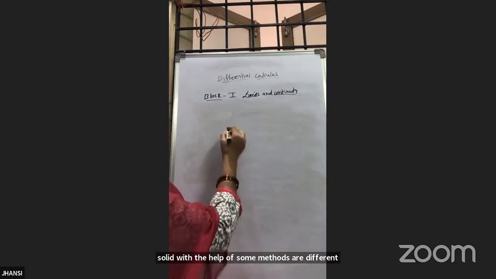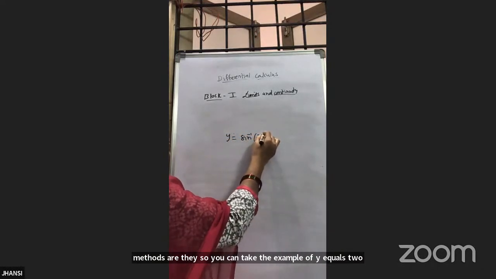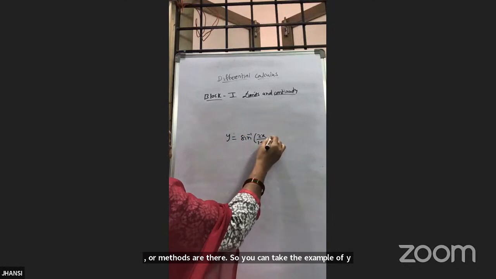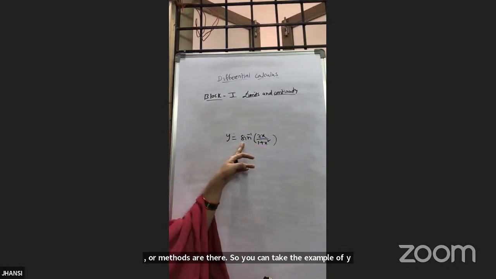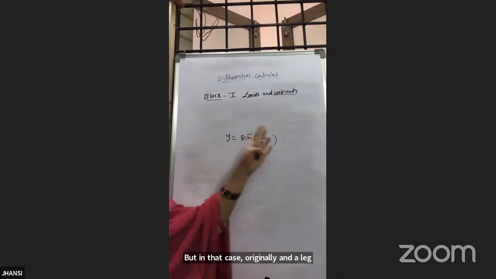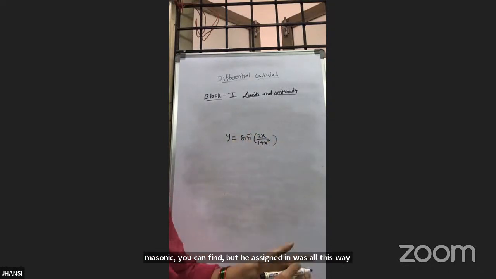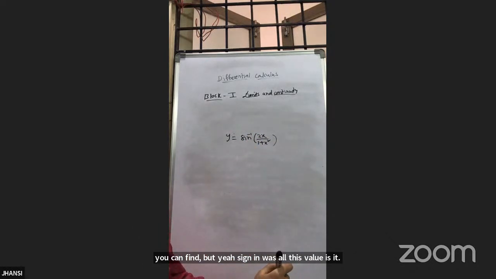So here 4 different methods are there. You can take the example of y equals sine inverse of 2x by 1 plus x square, like this. You can't substitute this value as f of x and f of x minus f of c by x minus c. In that case, RHD and LHD of sin x you can find, but here sine inverse of this value is there. Such types of problems you can solve with the help of these methods.